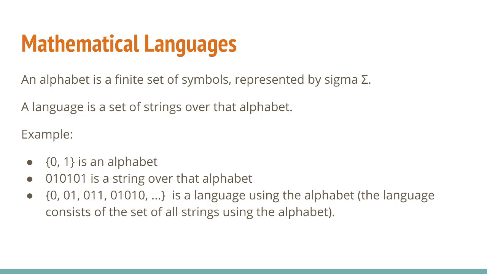And here's an example. The set {0, 1} is an alphabet. If we string together a series of zeros and ones, and that means something to whoever created it, we can consider that a string over that alphabet, and it's the collection of those strings that form a language. Take a moment to review this before moving on.